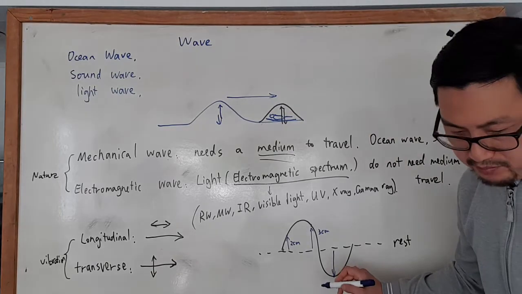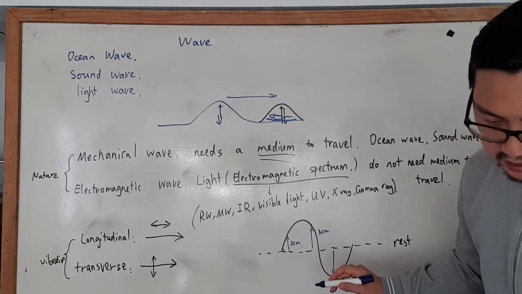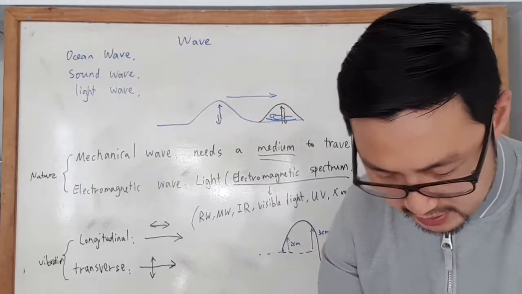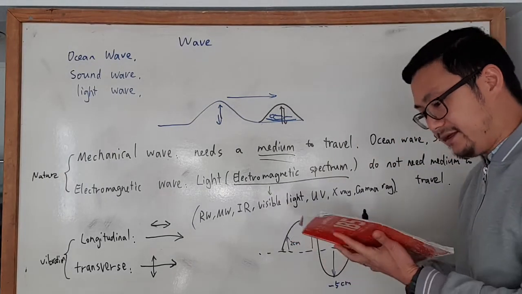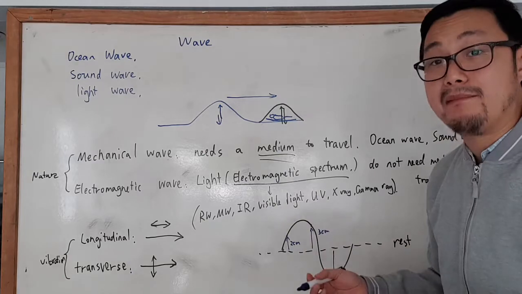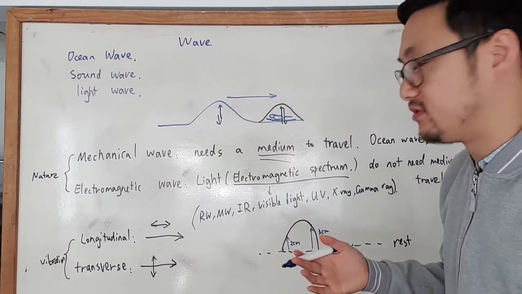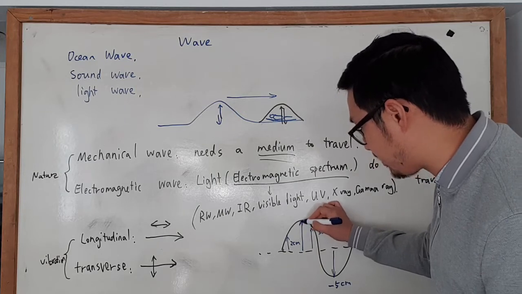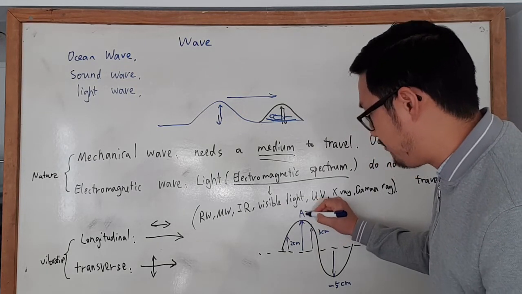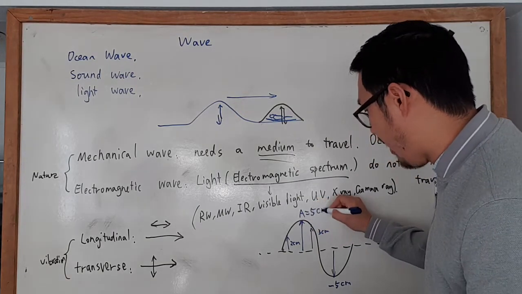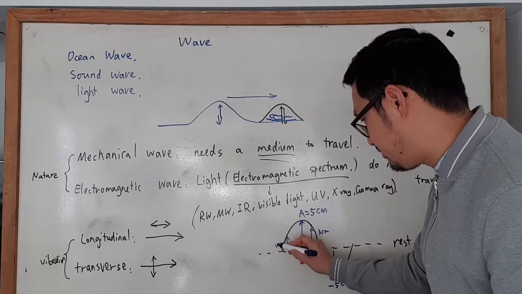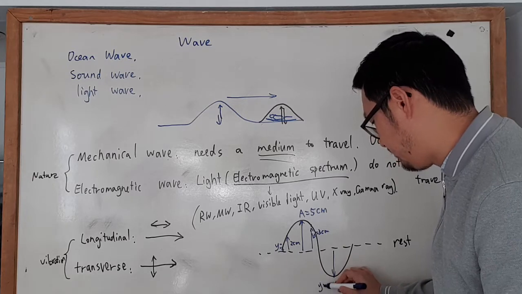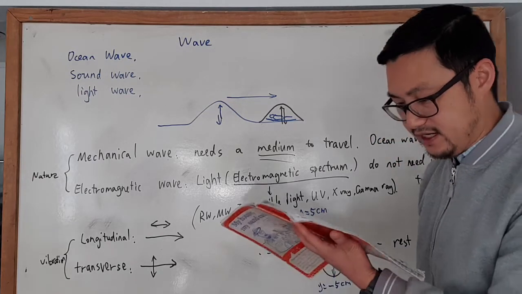We use the symbol D. Sometimes we use the symbol Y to represent displacement. Okay, all right, and then we have what we call amplitude. The amplitude is the maximum displacement. This is the point where it's going to have the maximum displacement, so the amplitude equals, say, 5 centimeters. So the maximum displacement is the amplitude.